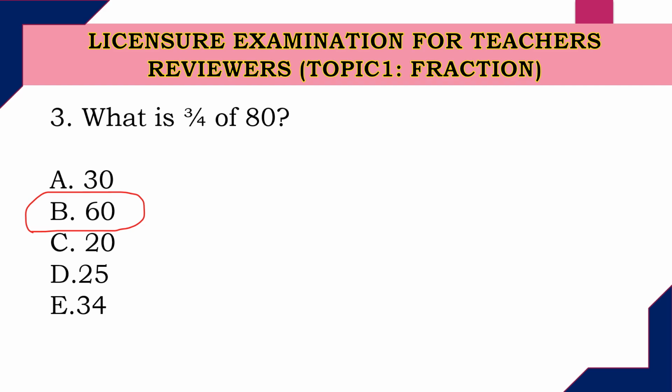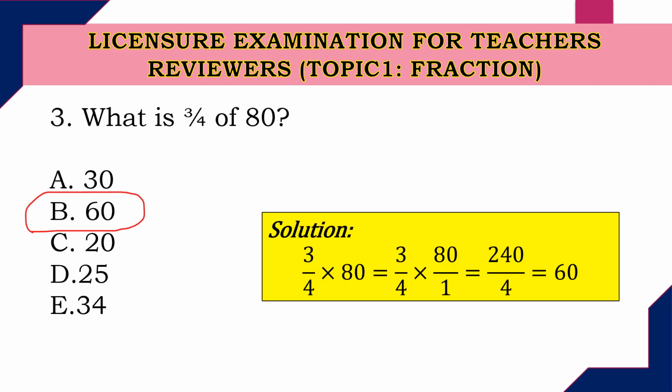So, papaano po natin nakuha yung sagot na 60? We are just going to multiply 3/4 by 80. And in multiplying fractions, we are going to multiply the numerators and then multiply also the denominators. The denominator of any whole number is 1. So, 80 all over 1. Kaya, 3 times 80, that is 240. And then, 4 times 1, that is 4. So, 240 divided by 4, that is equal to 60.